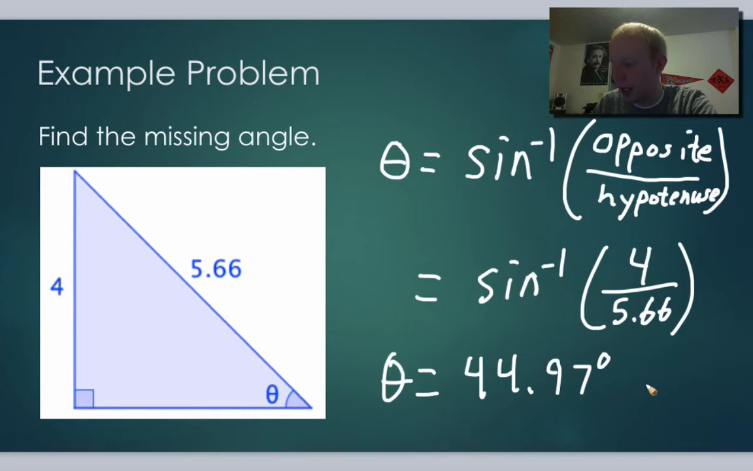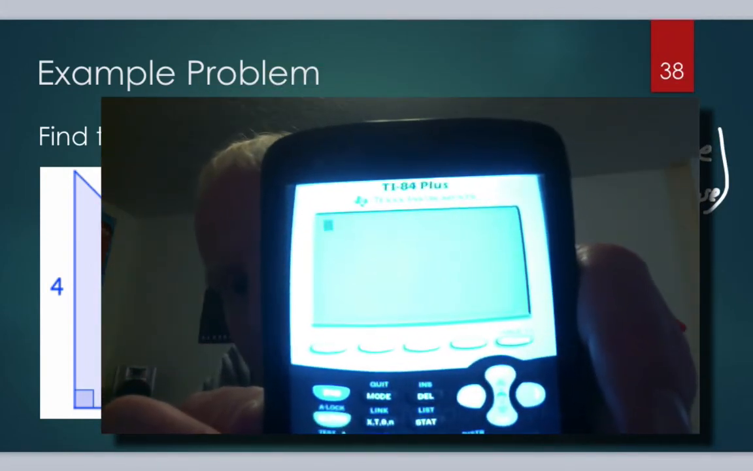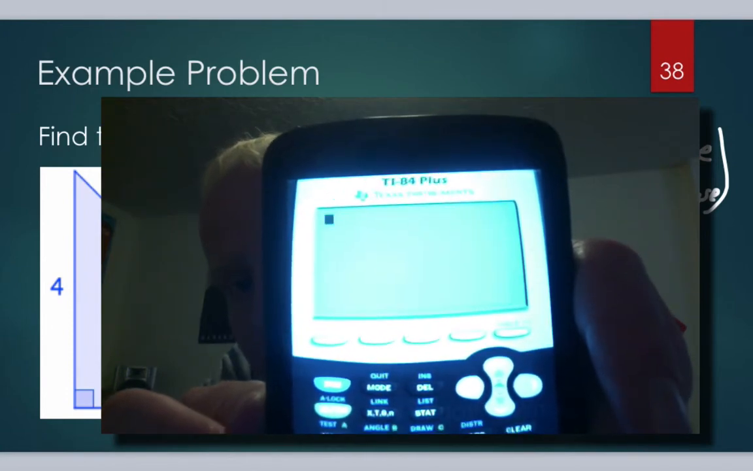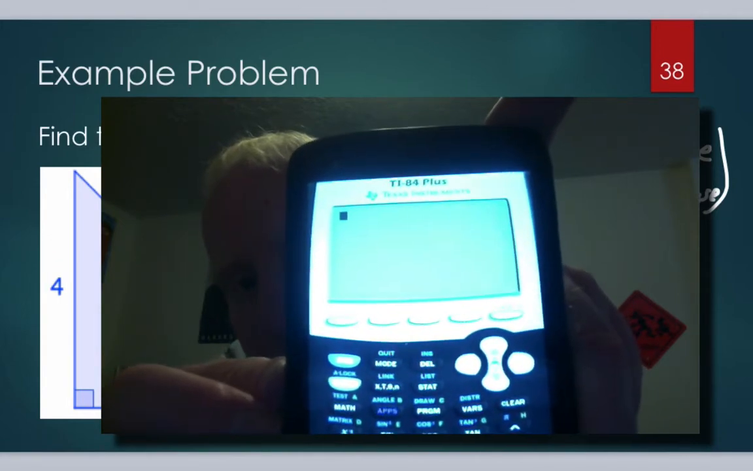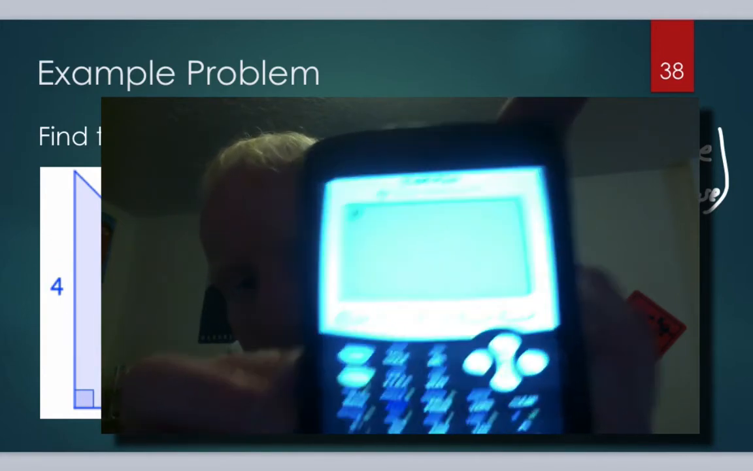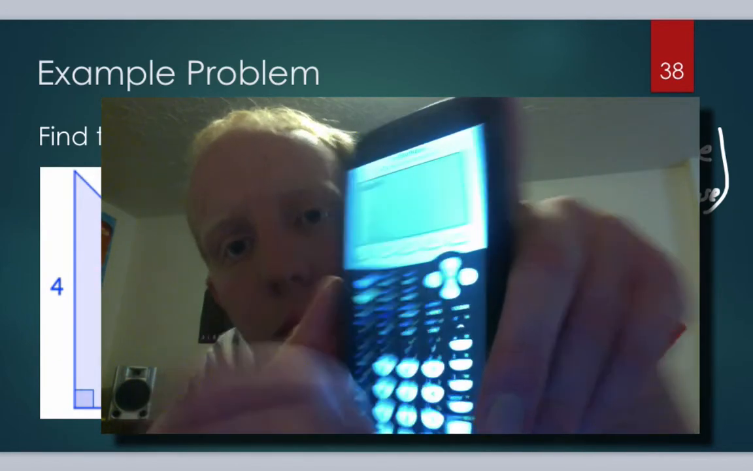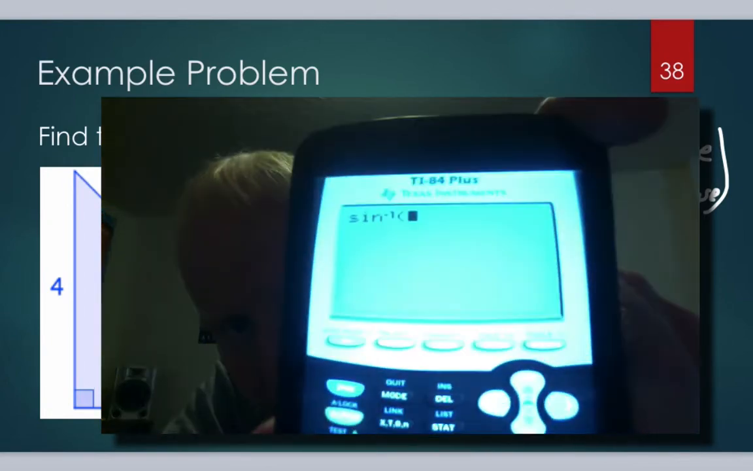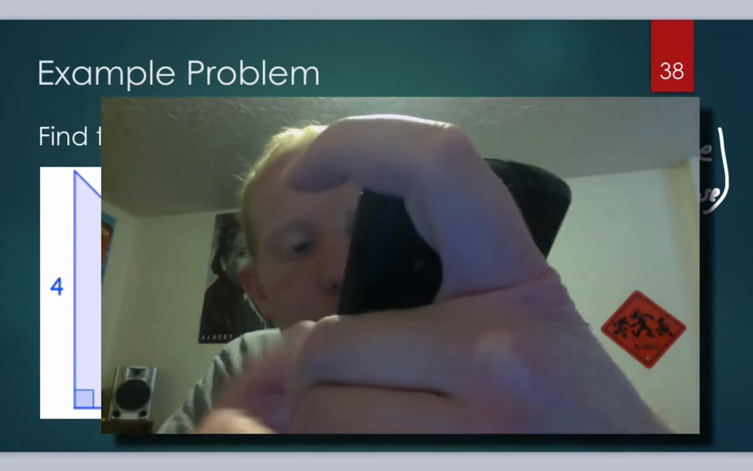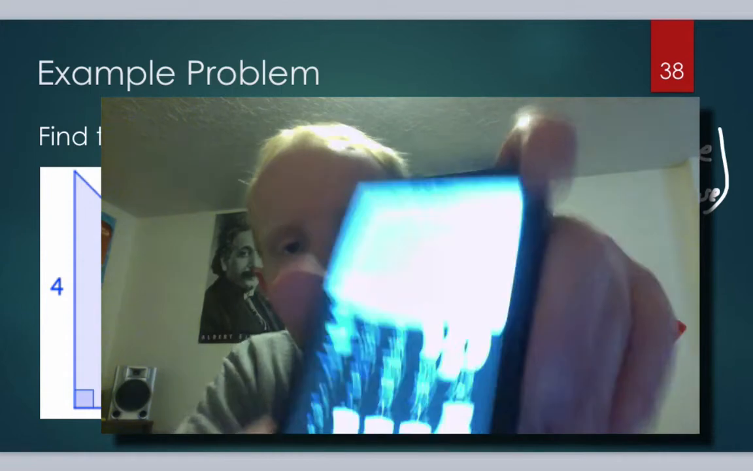On your calculator, make sure you can find the sine inverse button. Usually on a TI-84, it's the second option on the sine button, in blue. So you click second and then the sine button right there, which gives you sine inverse. Then you just type in the value, 4 divided by 5.66, like that.